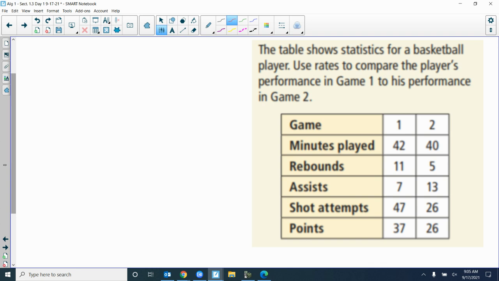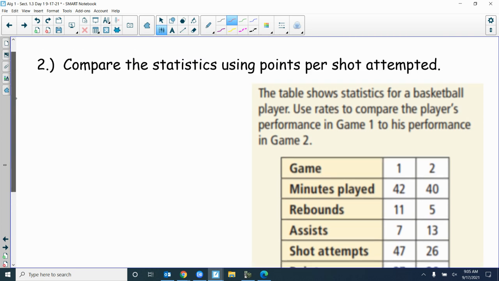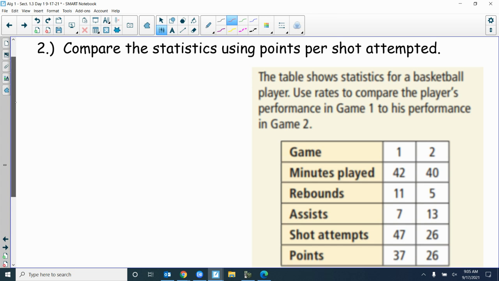All right, which stat looks a little extreme? Shot attempts. This guy shot 47 times in game 1, and then he toned it down a little bit in game 2 because everybody's mad at him. Because that is outrageous. All right, but what are we comparing? We're comparing points per shot attempted.